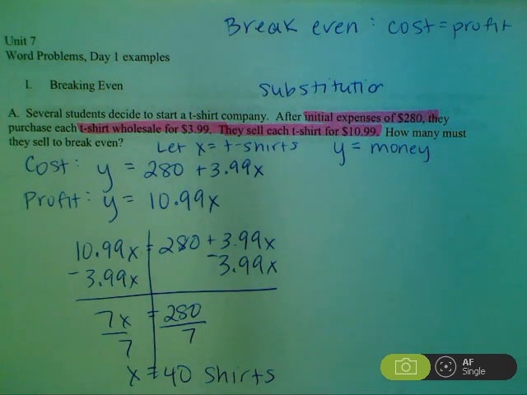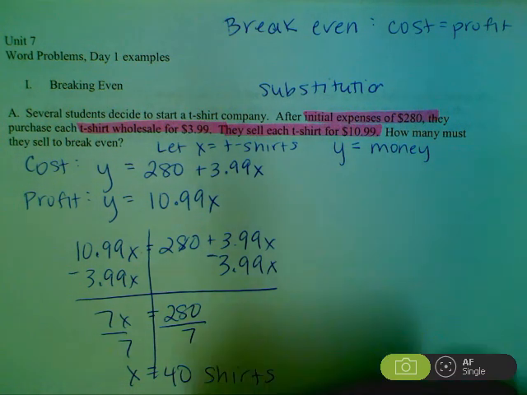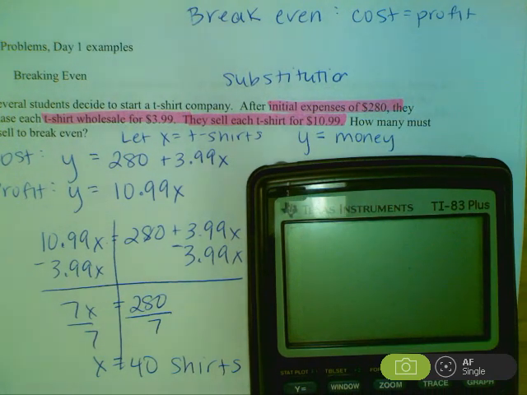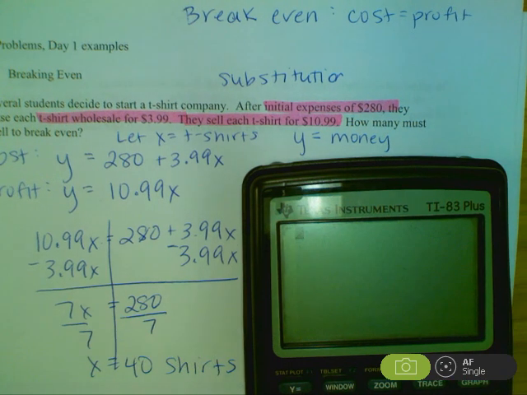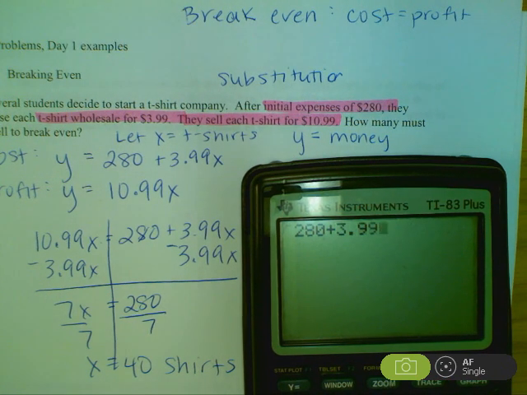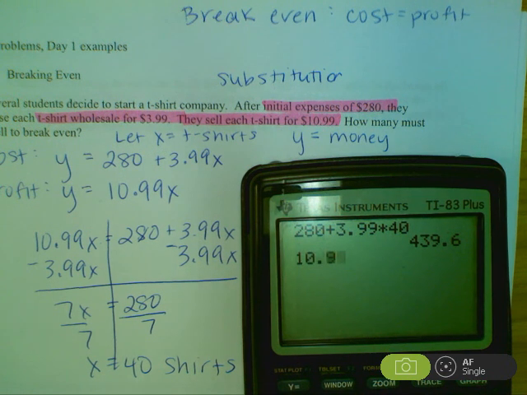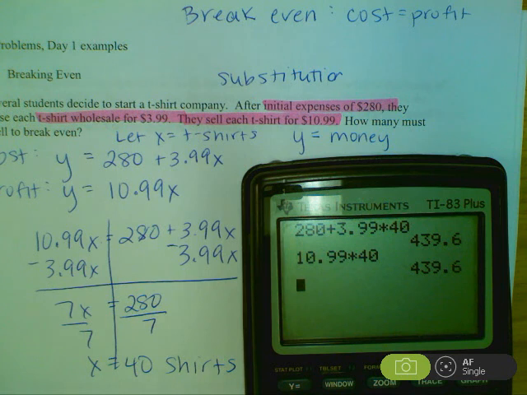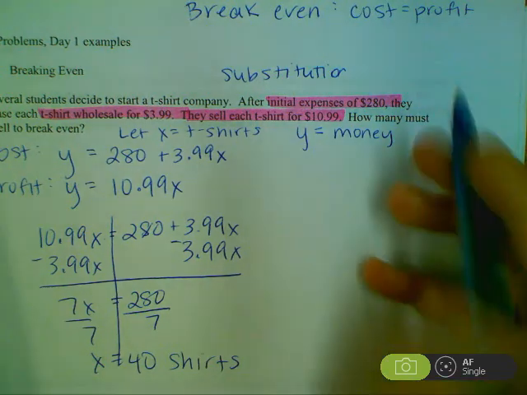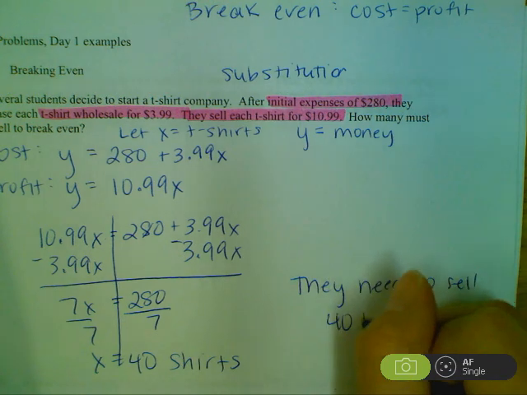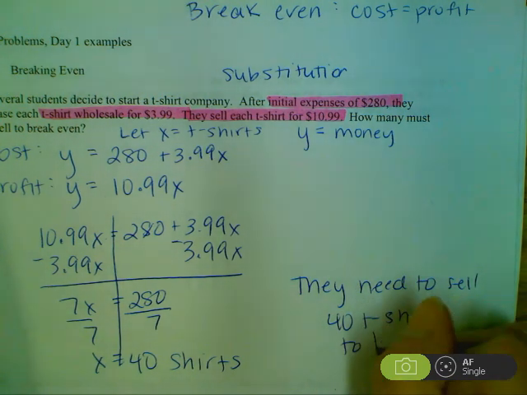Now you always want to check this to make sure you did it correctly. The way that you check it is you go to your calculator and you substitute that value into both equations to make sure that it gives you the same amount of money back. So if we substitute it into our first equation, we get a cost of $439.60. If we substitute it into our second equation, we also get $439.60. Therefore, we did the problem correctly, and your sentence would be, they need to sell 40 t-shirts to break even.